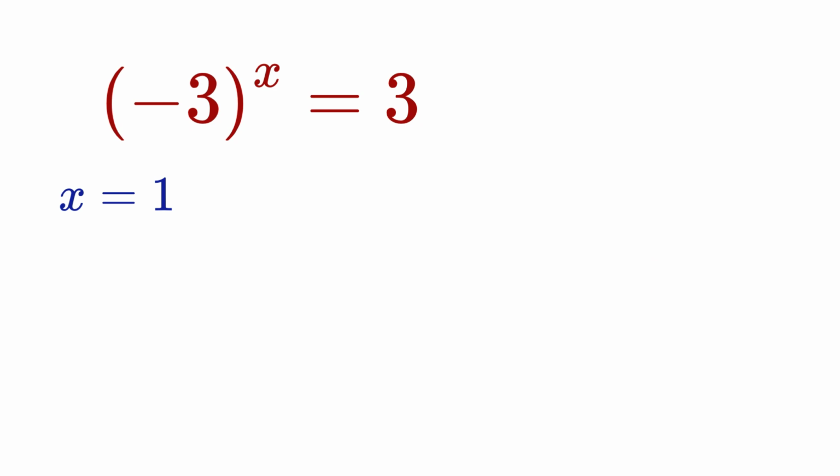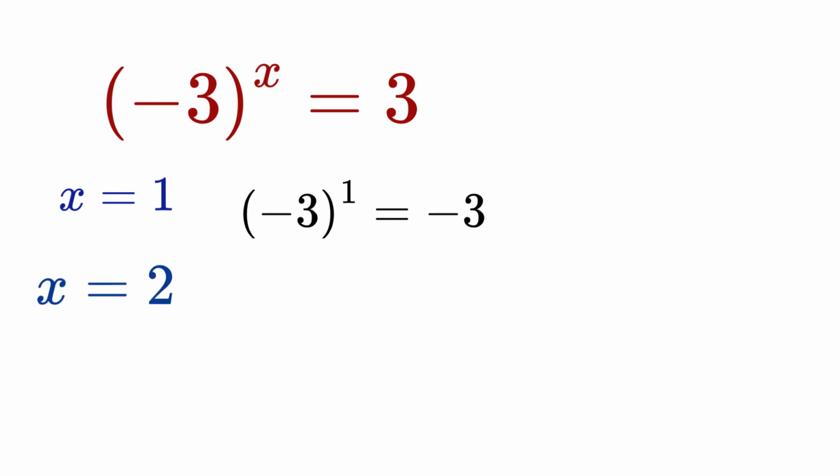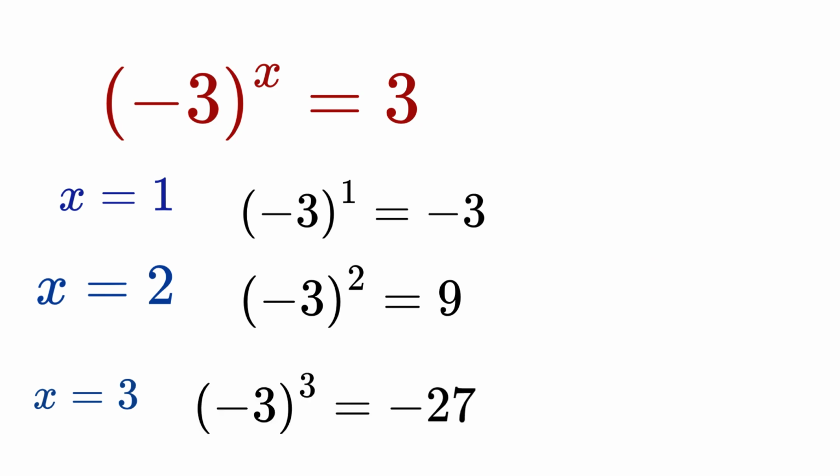Minus 3 whole power 1, which is equal to minus 3. Now take x is equal to 2. Then we get minus 3 whole square, which is equal to 9. Now take x is equal to 3. Then we get minus 3 whole cube, which is equal to minus 27.